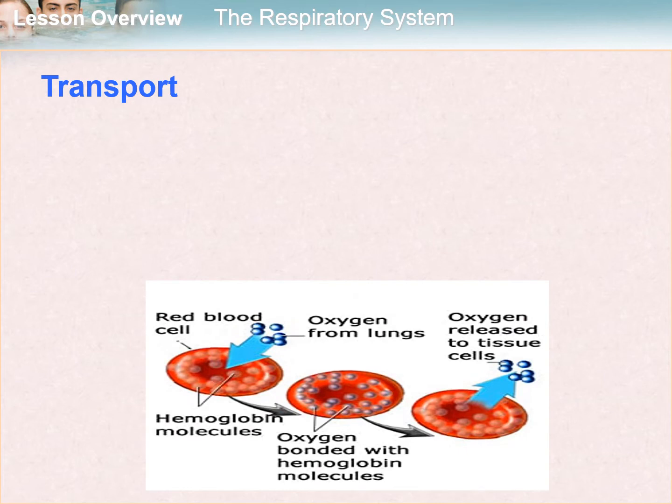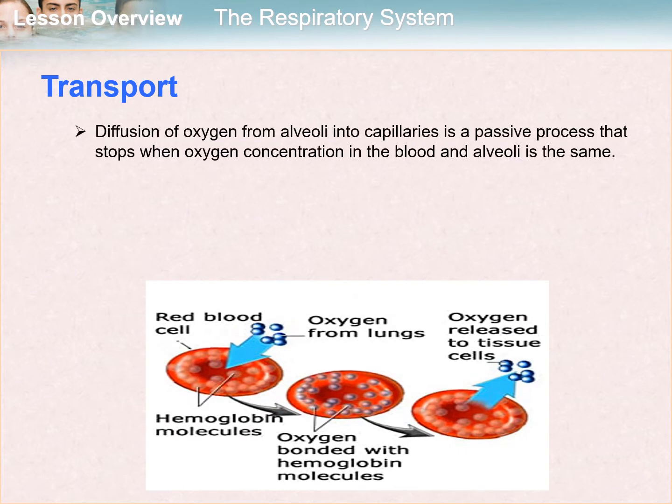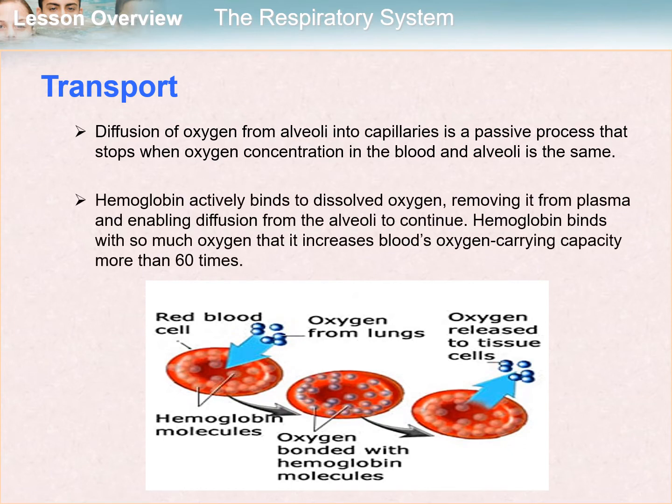How are gases transported throughout the body? Diffusion of gases from alveoli into capillaries is a passive process that stops when oxygen concentration in the blood and alveoli is the same. Hemoglobin is a protein which actively binds to dissolved oxygen, removing it from plasma and enabling diffusion from the alveoli to continue. Hemoglobin binds with so much oxygen that it increases blood's oxygen carrying capacity more than 60 times.